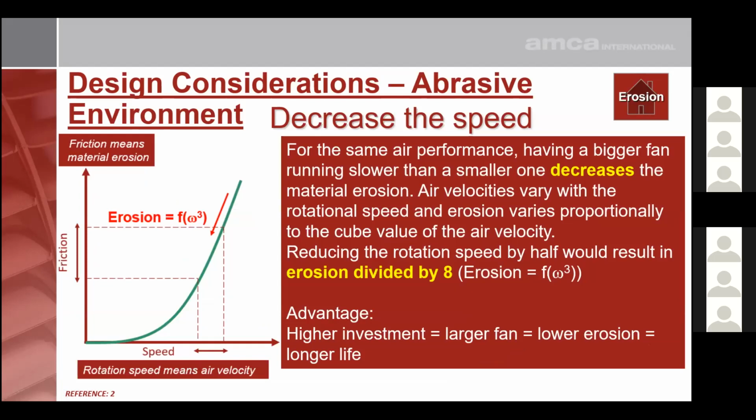Another way to reduce erosion is to select a slower fan. A slower fan means a larger fan, which often leads to higher first costs. In the long run, this might be advantageous, as reducing the speed by half would reduce the erosion by a factor of 8.